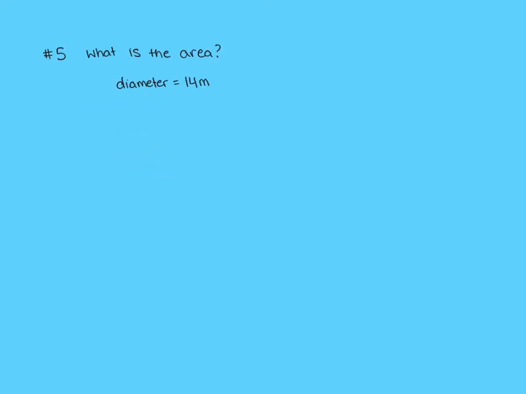Question 5 is going to ask you what the area of the circle is, given the diameter. Now, we have our formula that area equals pi r squared. We don't have a diameter in this formula, so we need to calculate our radius from the diameter. Diameter divided by 2 equals our radius. So 14 divided by 2 is 7. This is what I'm going to use for my radius.